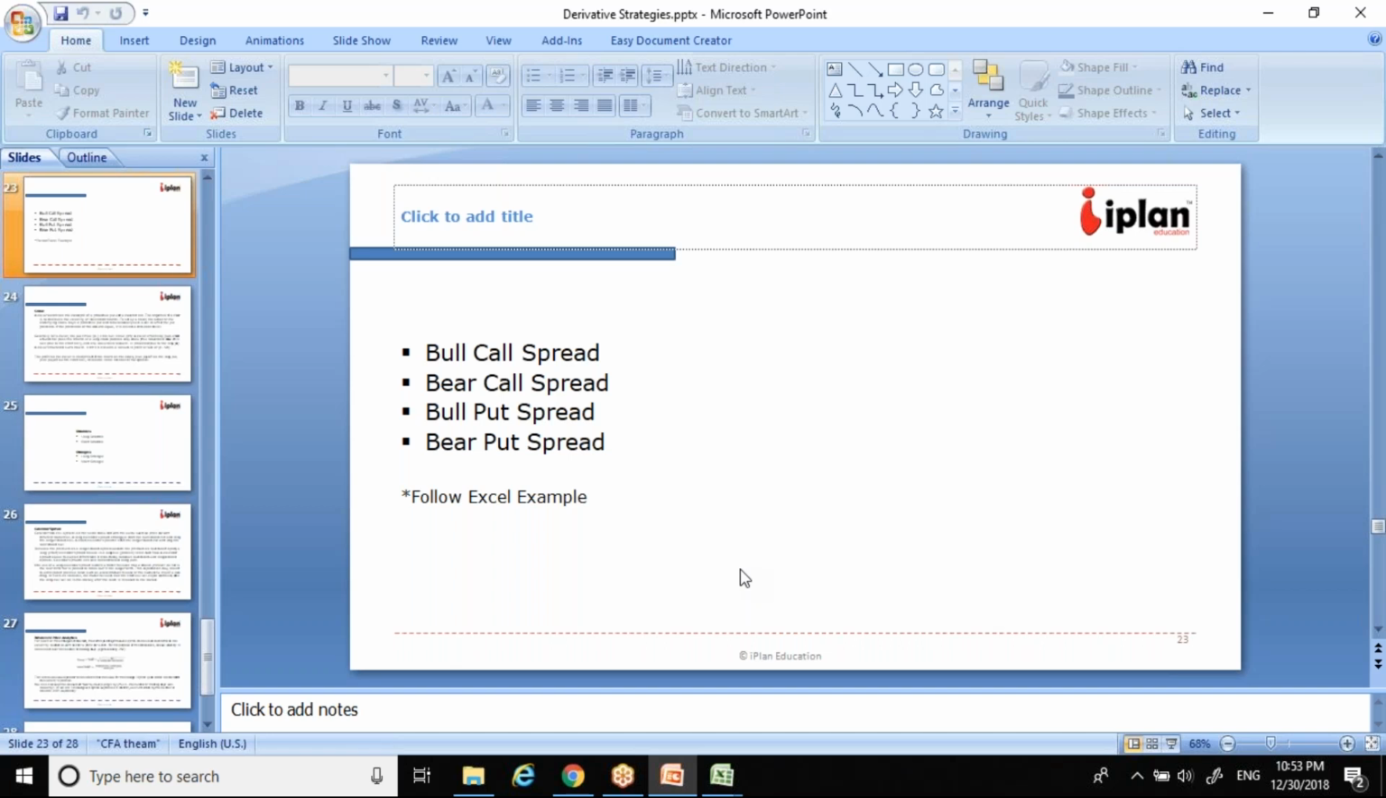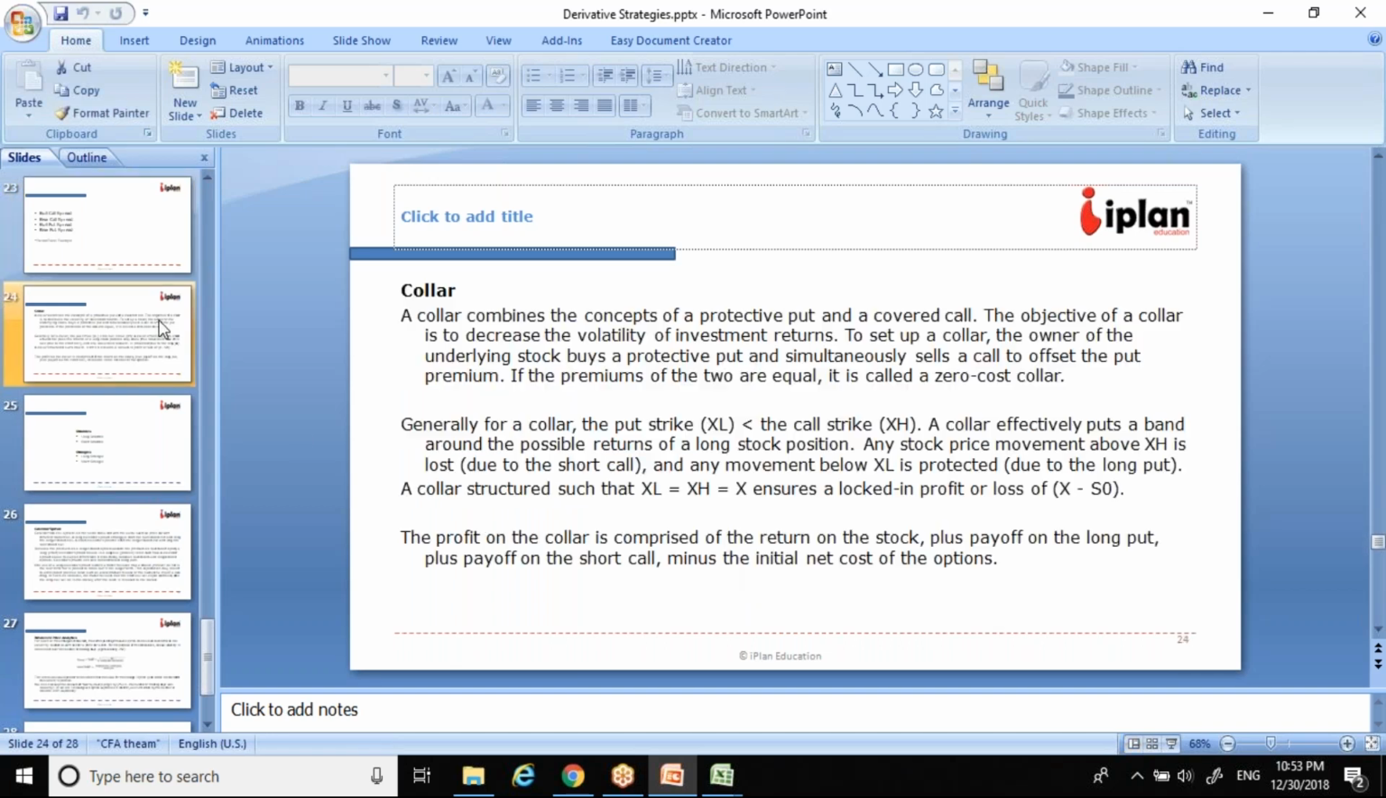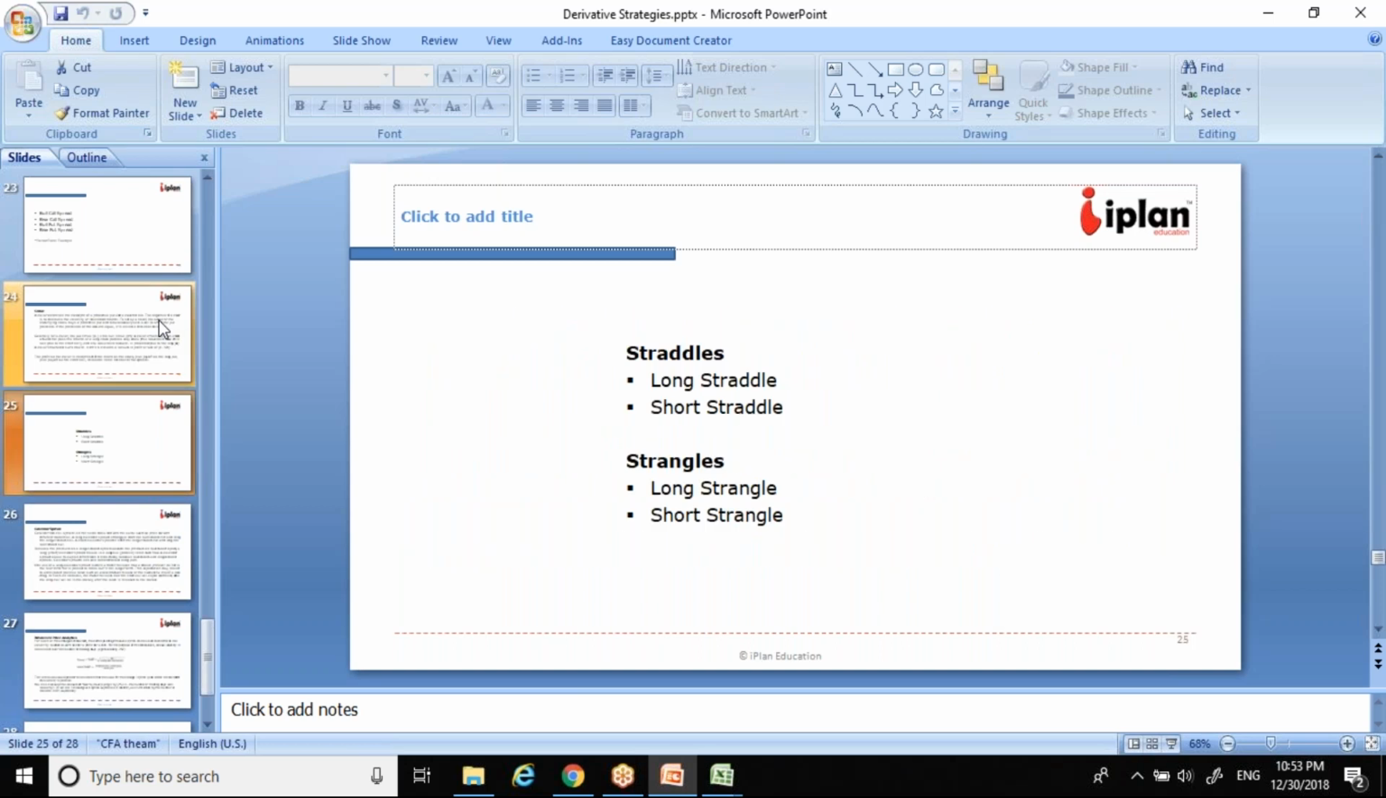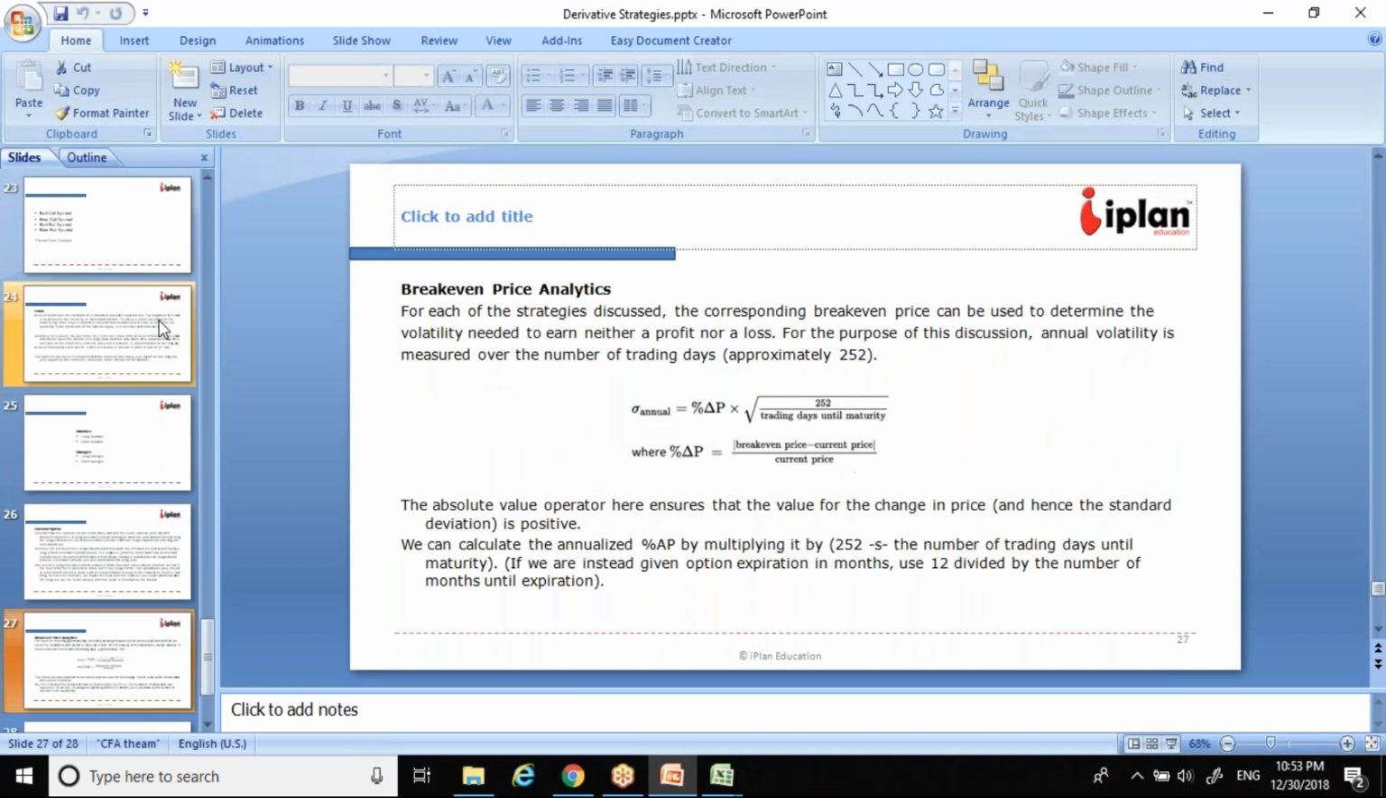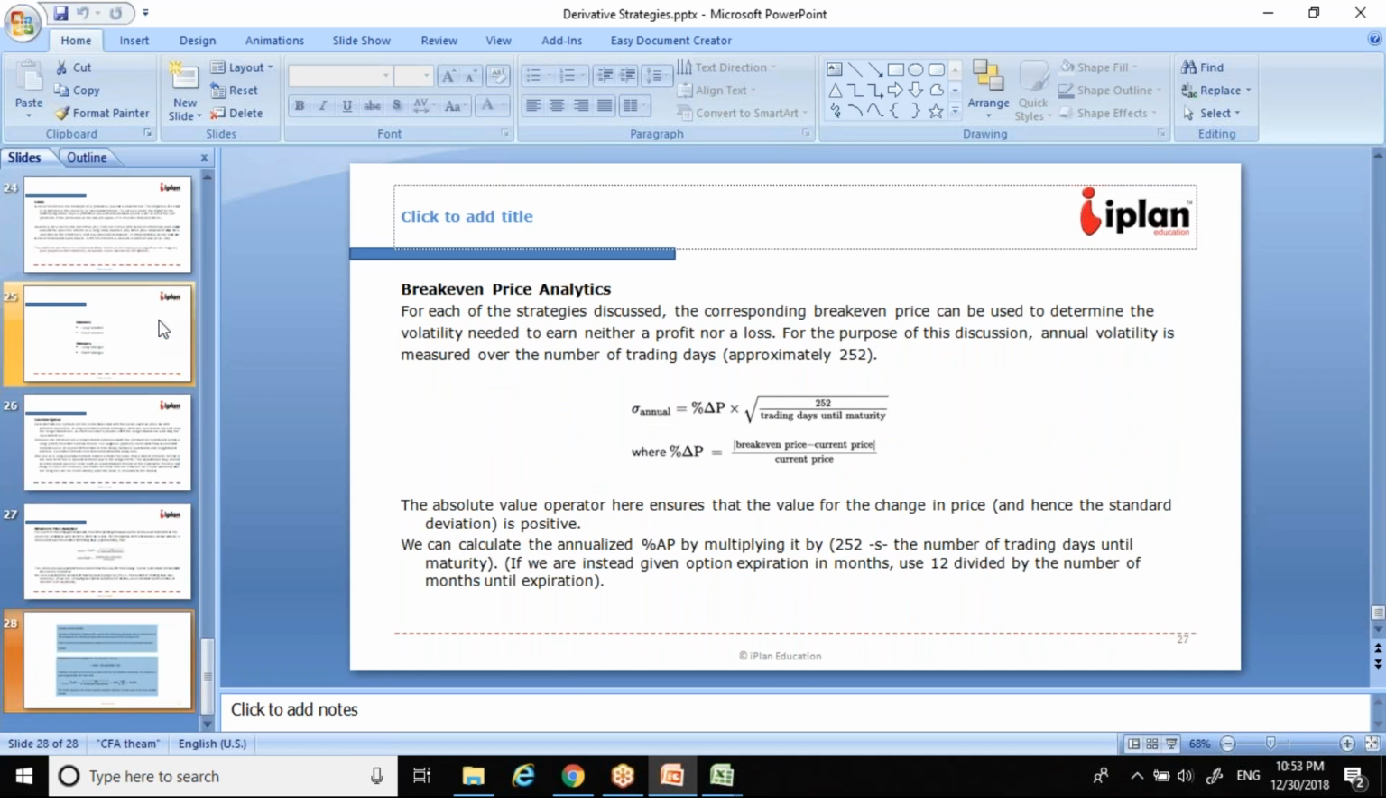So if you keep these things in mind, it will be very easy for you to understand this strategy. Otherwise, you can apply the formula, you can solve the equation, but it will be a little tough to understand. Now we have another strategy that is called collar, and straddle and strangle we have understood. Then we have calendar spread and break-even analysis.